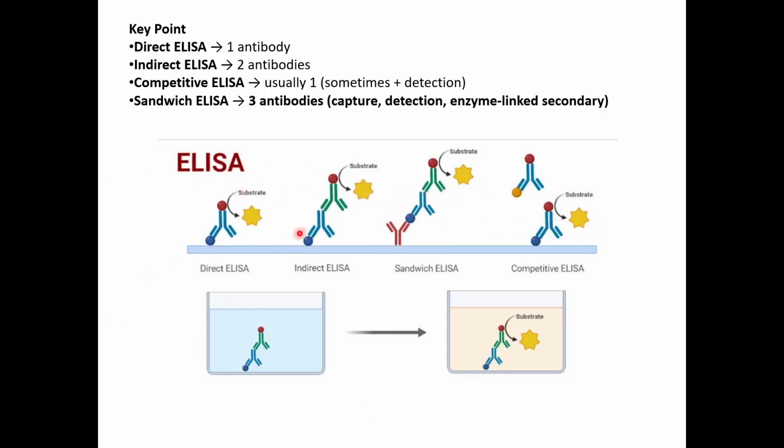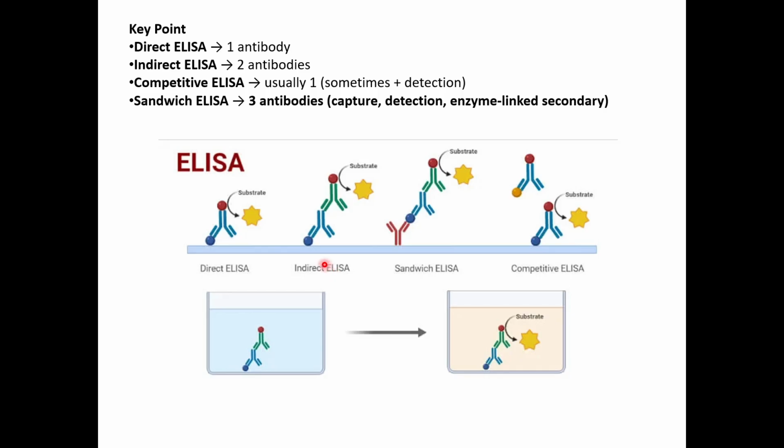So you can see here a picture. This is your direct ELISA. This is your plate, ELISA plate. So you have your antigen on the plate. Then you have primary antibody specific to your antigen, which is directly attached to the enzyme. Now when you add the substrate, enzyme substrate reaction occurs and you get the color. So it is simple, it is direct.